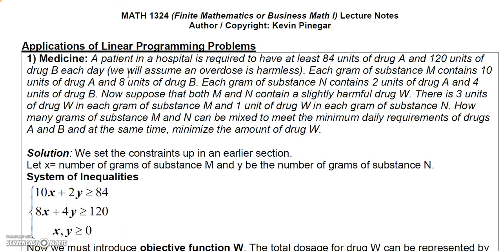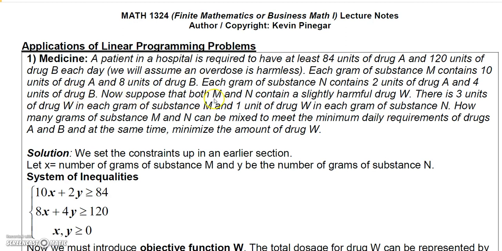Now we're going to return to a word problem that we looked at earlier, but in this problem we're actually going to have an objective function. So earlier we talked about this patient that needed to have at least 84 units of drug A and 120 units of drug B each day. And each gram of substance M contains 10 units of drug A and 8 units of drug B, while each gram of substance N contains 2 units of drug A and 4 units of drug B.